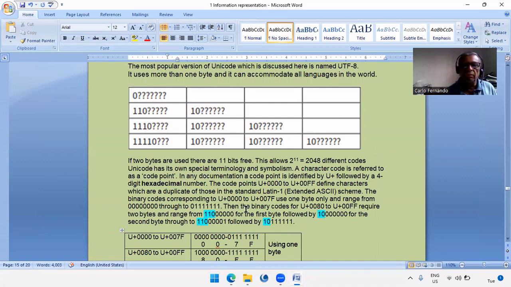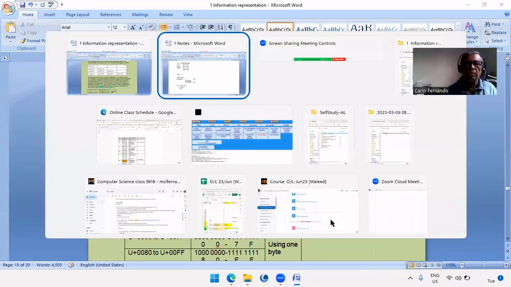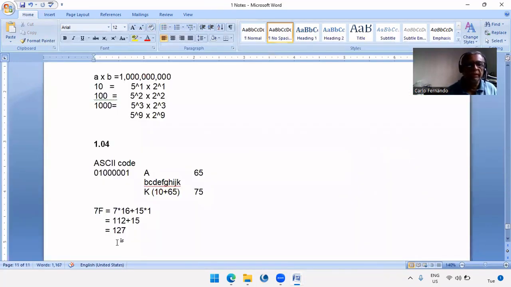So that's how you get 128 codes for half. And the balance, the binary codes for U+0080 to U+00FF. We took 7F. What is the next number in hexadecimal? In other words, 7F plus 1 is how much?